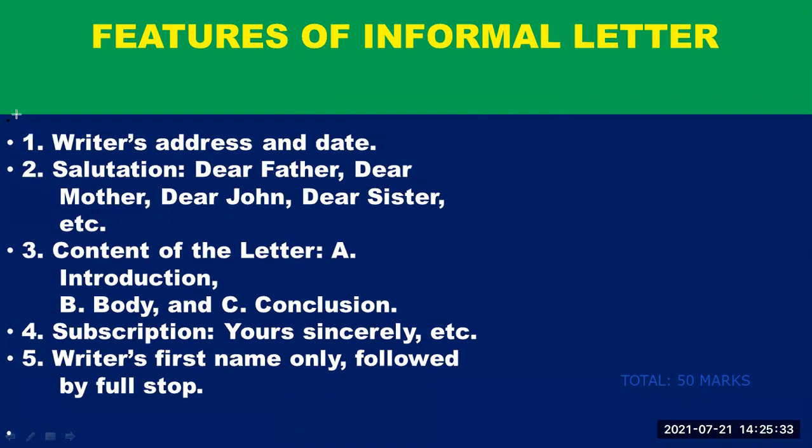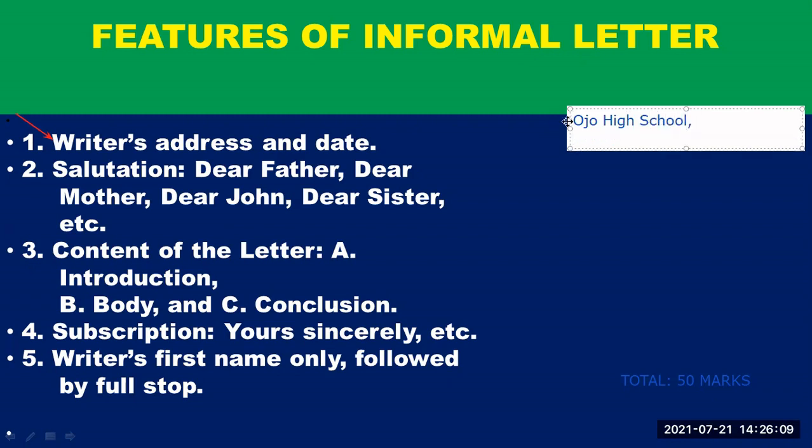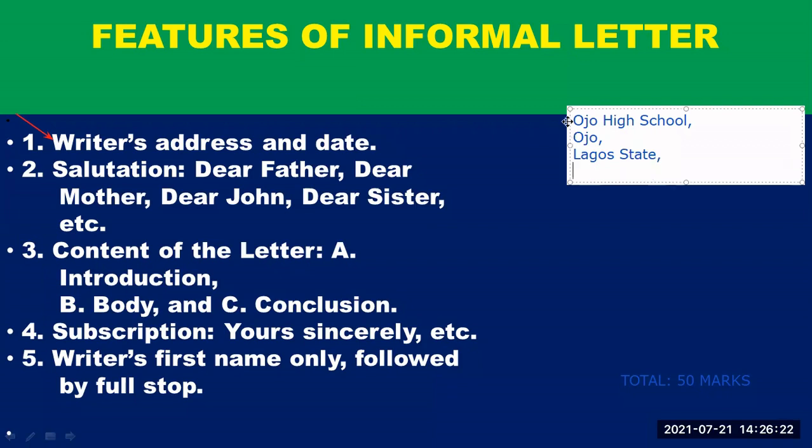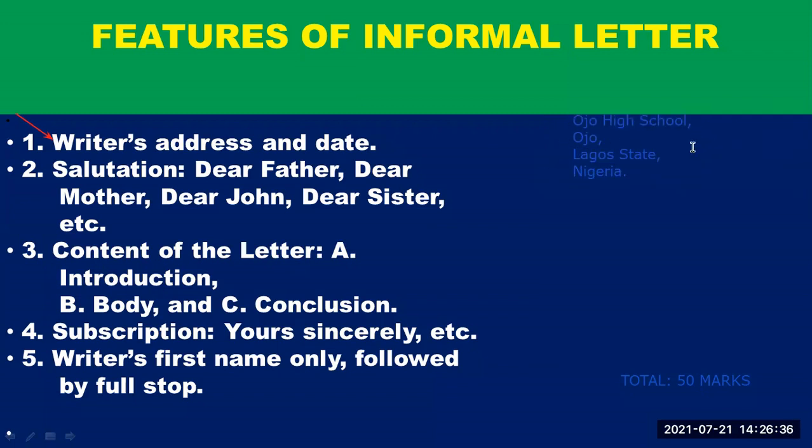The first one is the writer's address followed by the date. So if you come up here, you can start like this. For example, let's assume you want to write Ojo High School, Ojo, Lagos State. Now, since you are going to write to someone abroad, it's important you include the country name. All right, so your address will be here. You can move it a little bit forward.